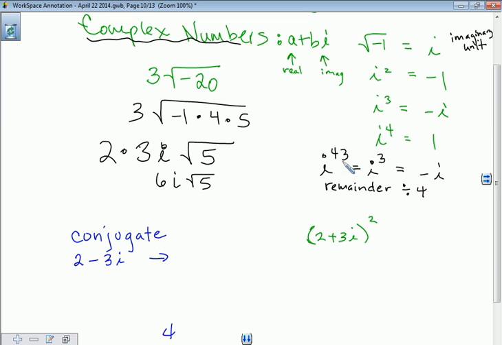So 40 divided by 4 goes evenly 10 times. The remainder is 3. So it's the same as i to the third. And i to the third is negative i.